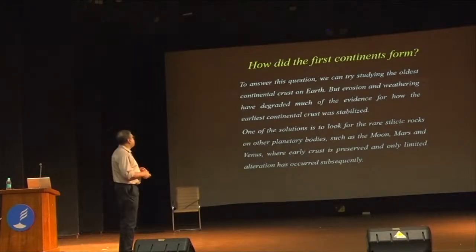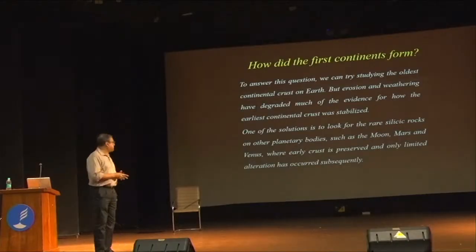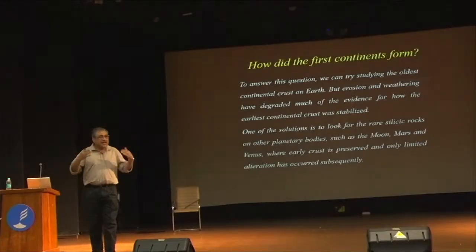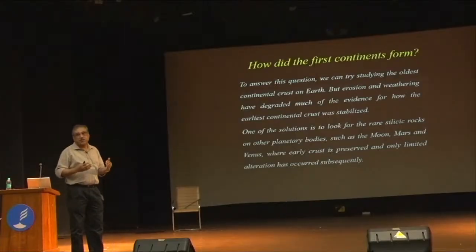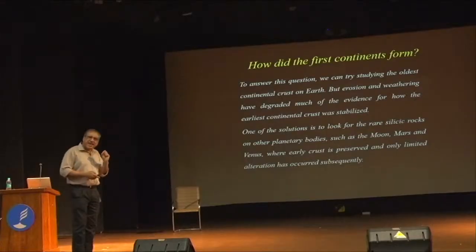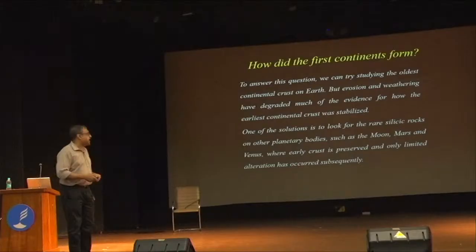So we can actually look for silicic rocks on other planetary bodies. We know that these other planetary bodies, for example, the Moon, Mars, Venus, are rocky, and we know that they have the capability to produce silicic rocks. It's important for us to see if we can find any evidence of granites being produced on these planets. Maybe that will be preserved there, because that was frozen in time.